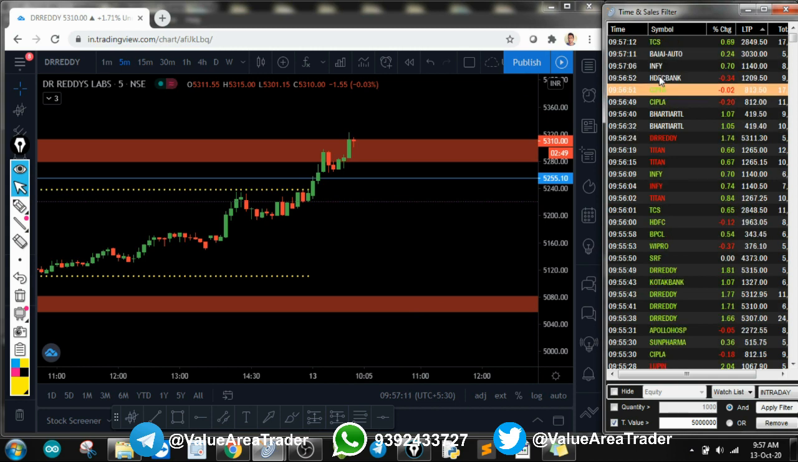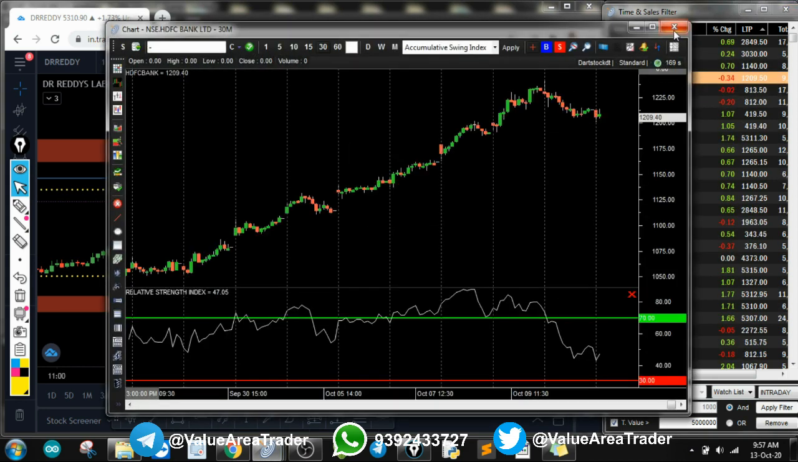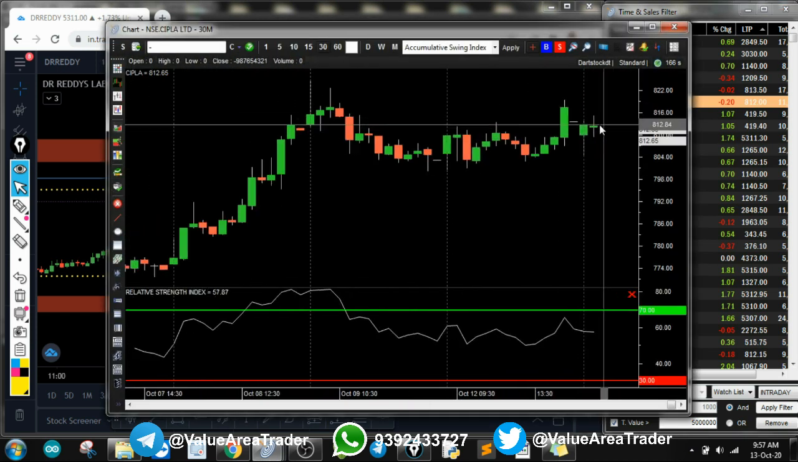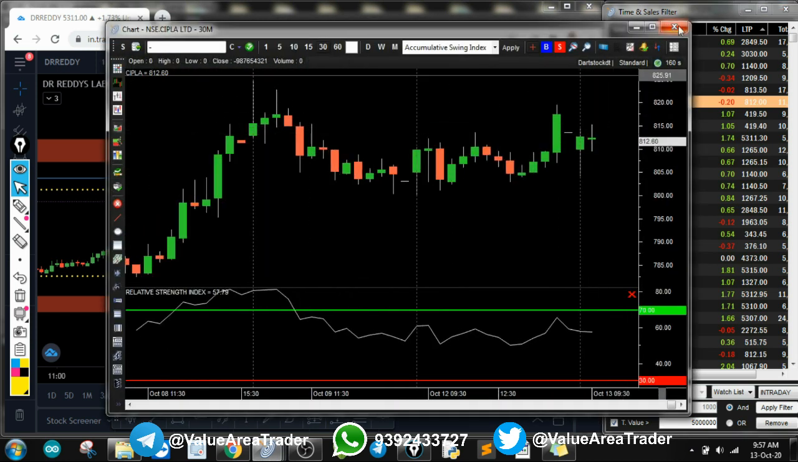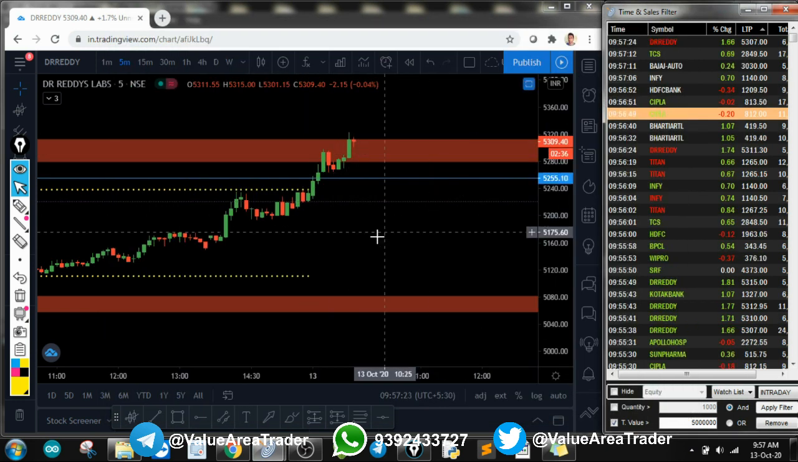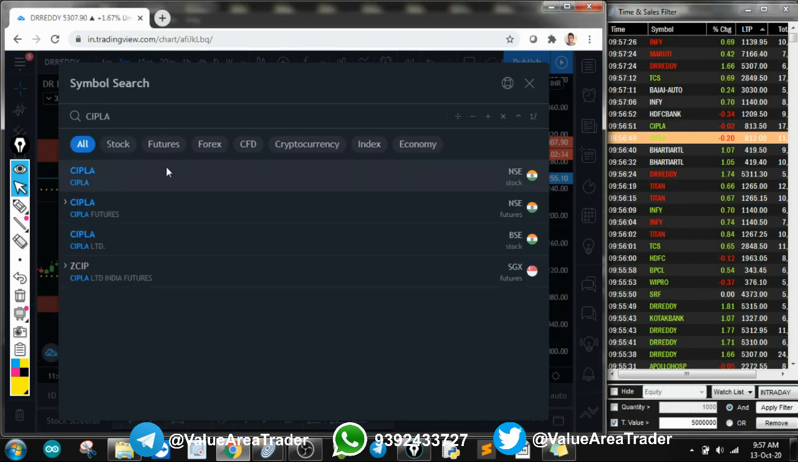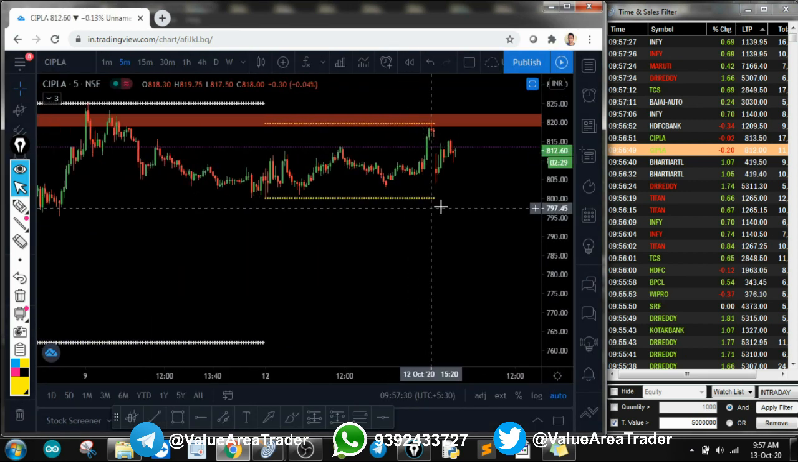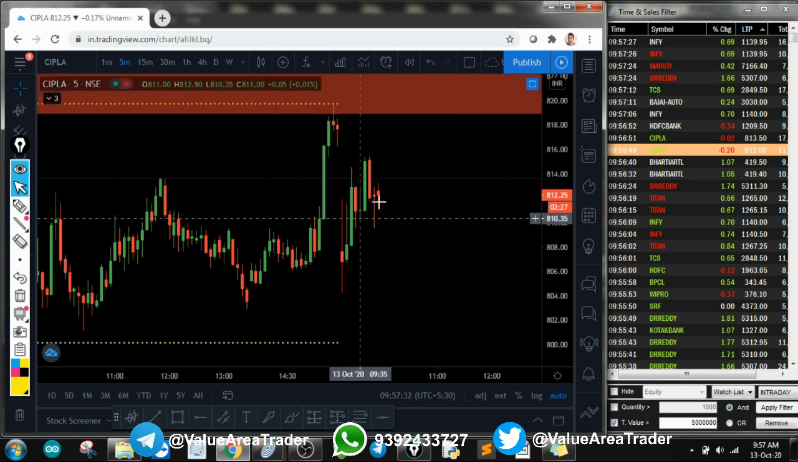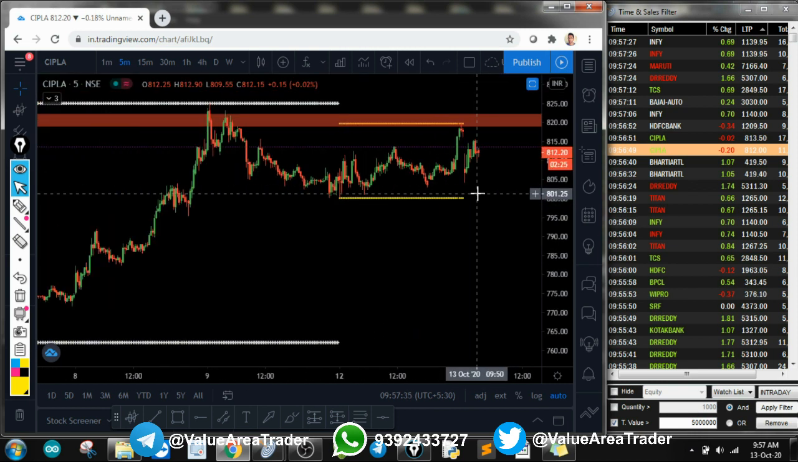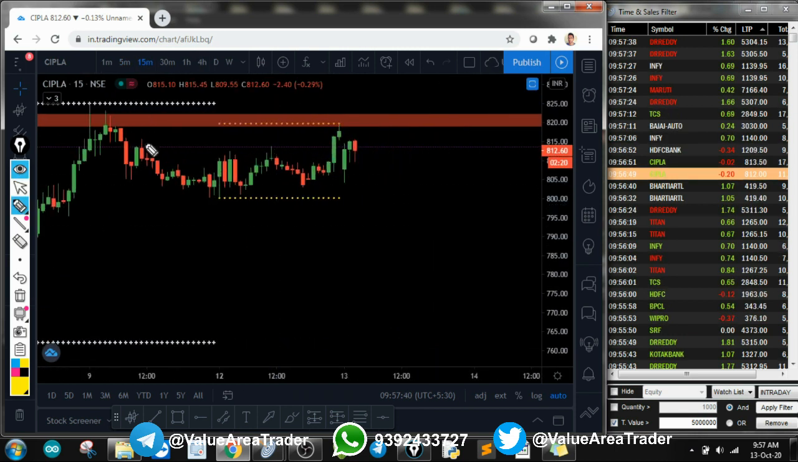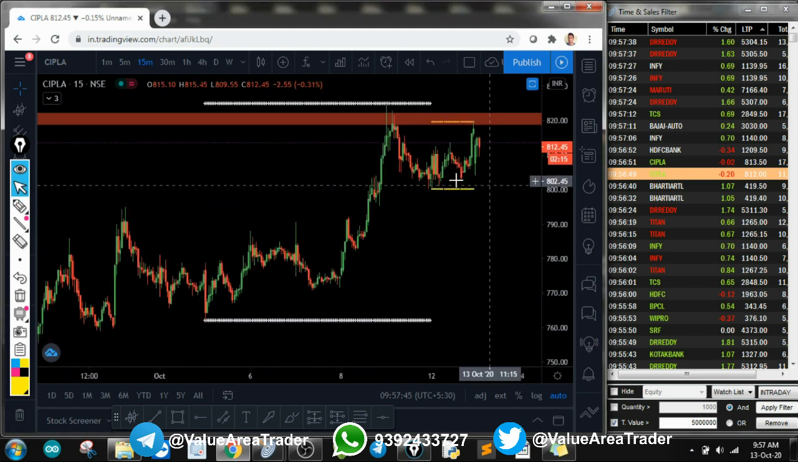Cipla, definitely Cipla is getting some interest. Let's see what is happening in Cipla. Okay, the second candle is trying to break the range. Let's see what is happening in Cipla. We're still inside yesterday's range, so definitely I'm not gonna touch it. But we do have a good rounding bottom from yesterday. That shows a good sign.